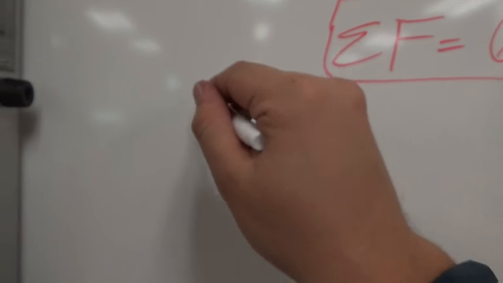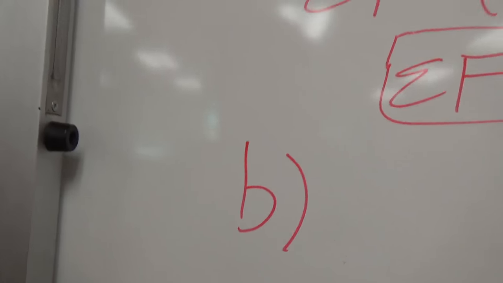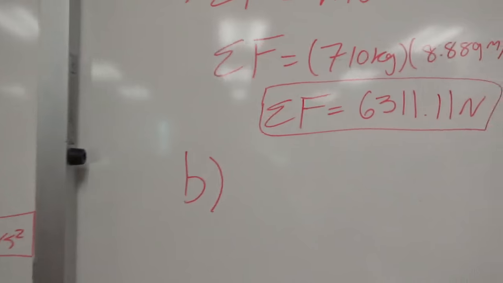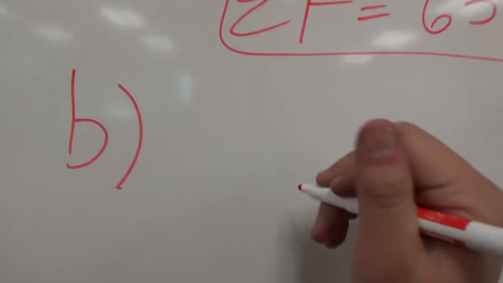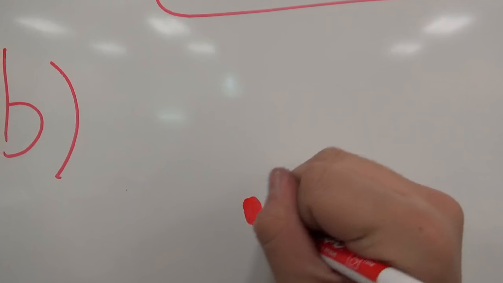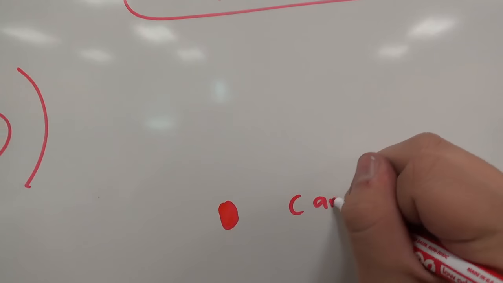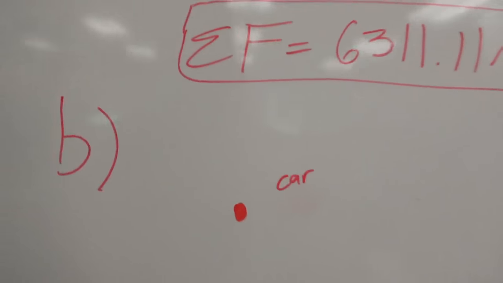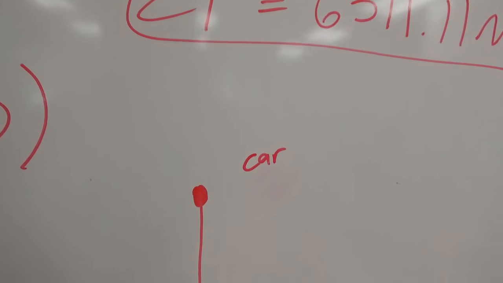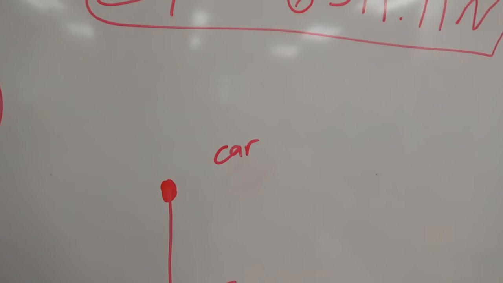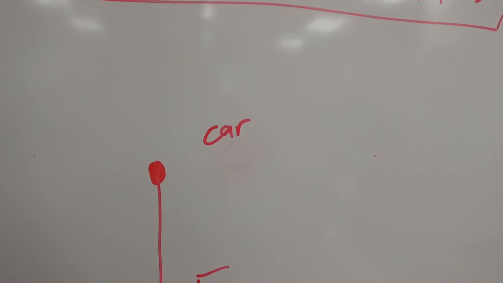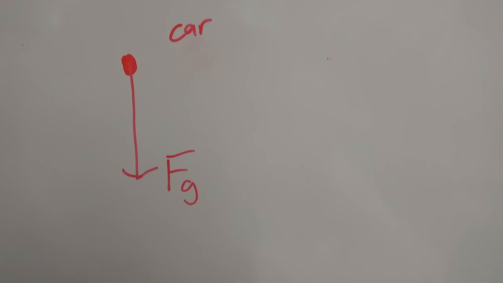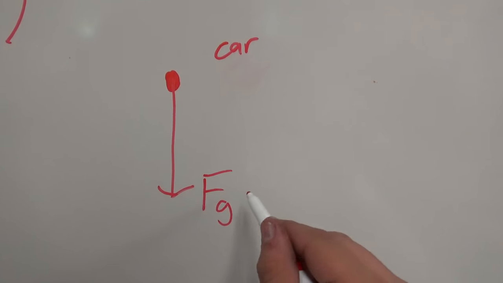So, part B, it asks us to draw the diagram. I apologize for this being long, but it's better than nothing. Alright, so that's my car. Let me put this above, so that's my car. Now, on any object on the earth, there's always a gravitational force on the object, right? I'm just going to be lazy and not do the full labels.